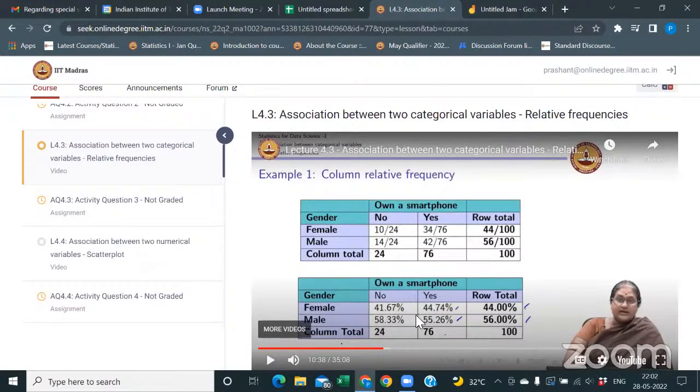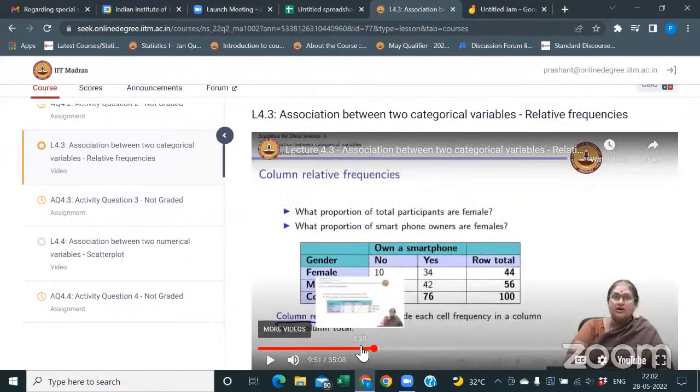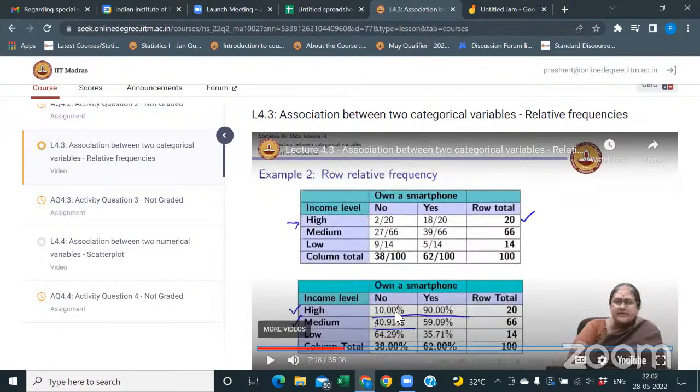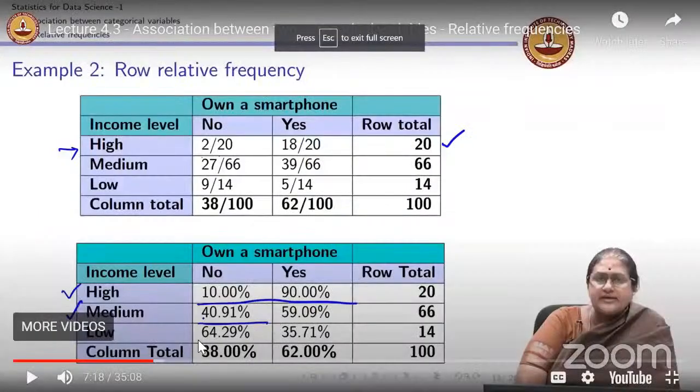Here the column relative frequency is almost the same. Let me go to the row relative frequency one. If you compare the last row, here there is a vast difference between the rows. This type of difference you can call a significant difference.